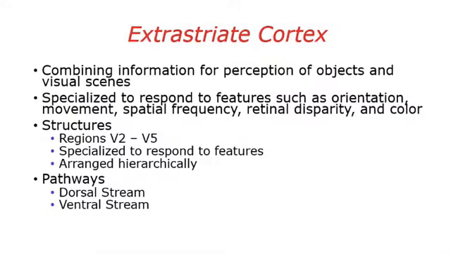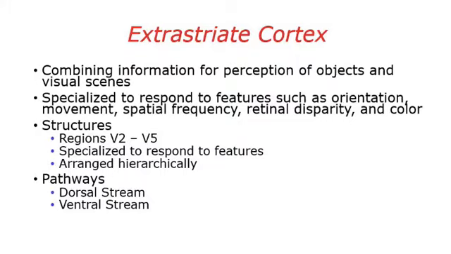The extrastriate or visual association cortex combines information for perceiving objects and visual scenes, and is specialized to respond to features like orientation, movement, spatial frequency, retinal disparity, and color. The structures include V2 through V5, although we'll talk about a V8 in a second. They're specialized to respond to discrete features as above, and they're arranged hierarchically.